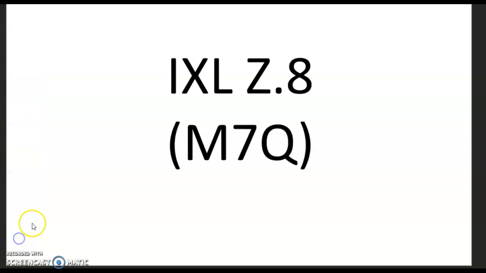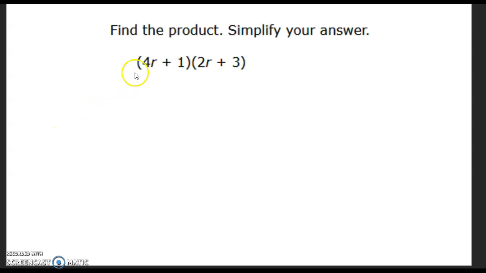Alrighty, so we are going to do IXL Z.8 M7Q. So let's go to the first example. Find the product. Simplify your answer. Well, the first thing you have to know is what the word product means. Product means to multiply. So it means it wants you to multiply these.